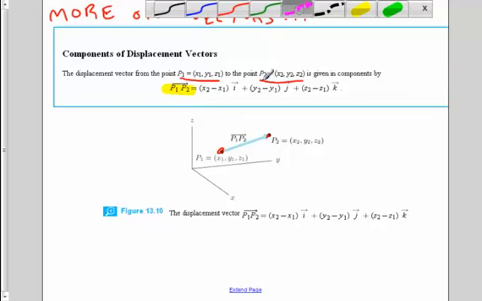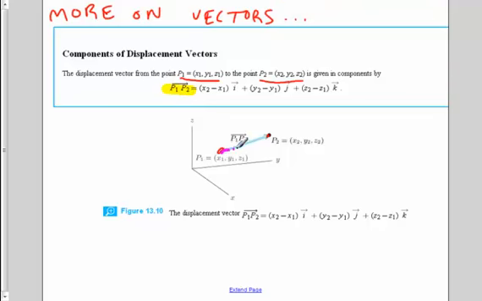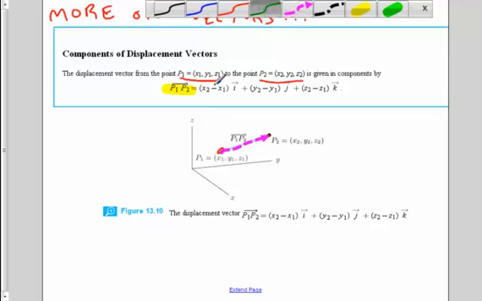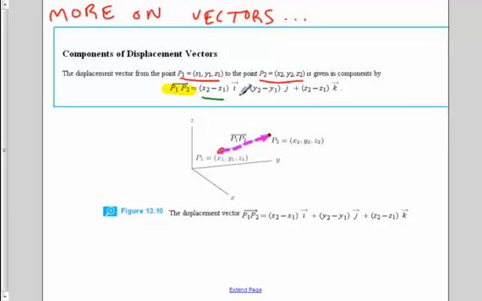And our displacement vector is pointing, so the arrow is pointing from point 1 to point 2, and the way that we calculate that displacement vector is x2 minus x1 in the i direction, which is x, plus y2 minus y1 in the j direction, which is y, and z2 minus z1 in the k direction, which is z. And when we get that, here is our displacement vector.